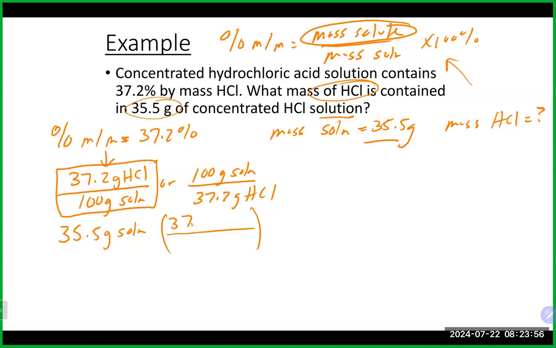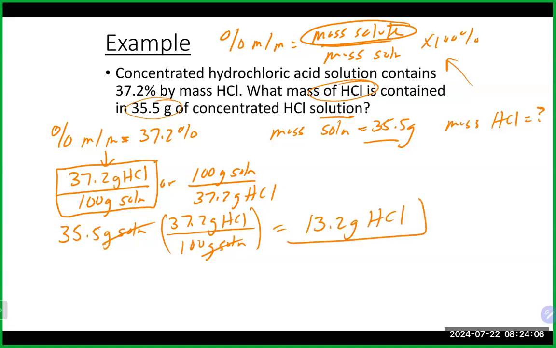Gets us 37.2 grams of HCl and 100 grams of solution. Those cancel, which gets us 13.2 grams of HCl in this particular solution. Any questions on that calculation there? Now, obviously, if you just plugged and chugged into the equation, you have a similar sort of calculation.